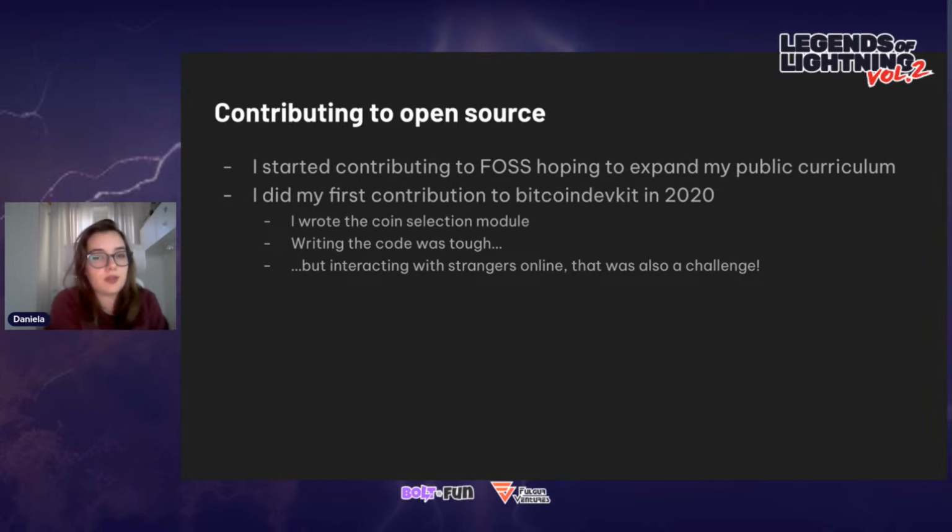So I started contributing to FOSS, hoping to expand my public curriculum. I did some small contributions in 2020 to various projects, and then I did a kind of big first contribution to BDK. It was the coin selection module, the implementation of the branch and bound algorithm. Reading the code was already quite difficult. I wasn't good with Rust at all. I was just starting out, but I also found that it was difficult just interacting with strangers online, communicating with them, getting reviews and understanding what they mean and replying, etc. That was also really difficult.